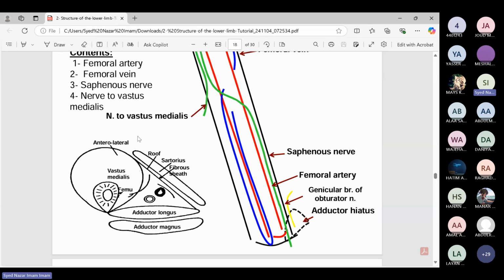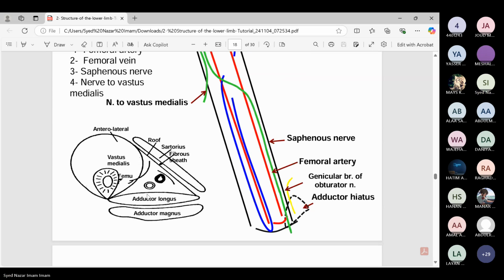What do we have in this canal? The femoral artery, vein, saphenous nerve, and nerve to vastus medialis. The femoral nerve is not coming here. Rather, the saphenous nerve, which is a branch of the femoral nerve, is coming to this adductor canal. Now you can also see this adductor canal. Once you see the femoral triangle, go to the apex of the femoral triangle, and from there you can go to the adductor canal.